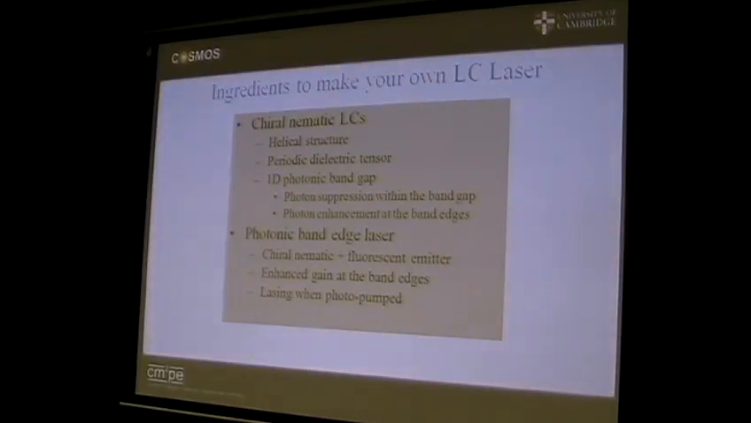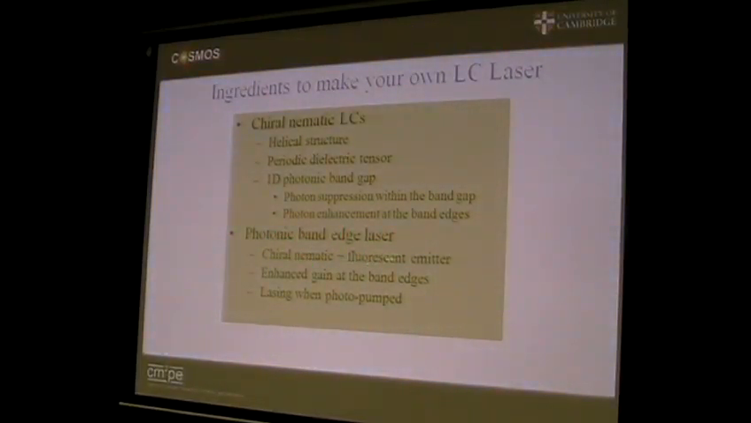In that laser system, because of the pseudo-layer planes, you have a periodic dielectric tensor. You heard about those last week. You have a 1D photonic band gap. And what you do in a chiral nematic is suppress, in the band gap, the emission of photons. The photons upconvert in wavelength, down in energy, to come out and be emitted at the band edges, the long wavelength edge or the short wavelength edge. I'll explain all these terms in a moment. So what you have is a photonic band gap laser, a photonic band edge laser.